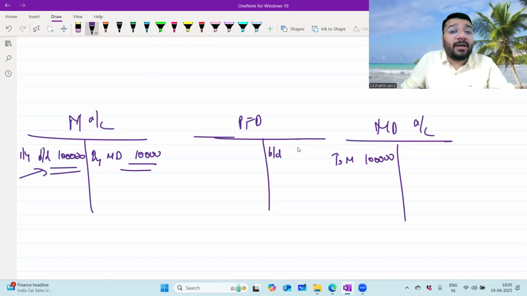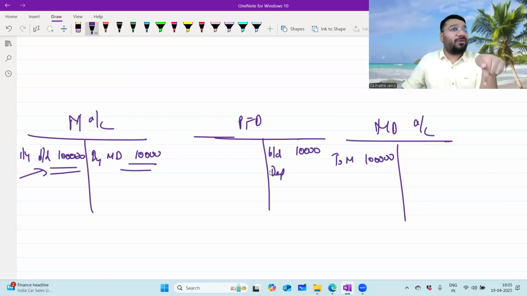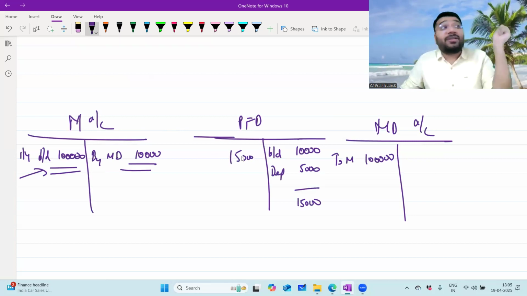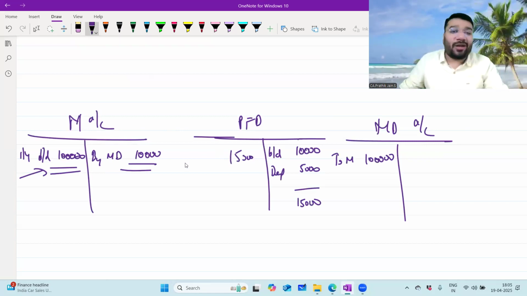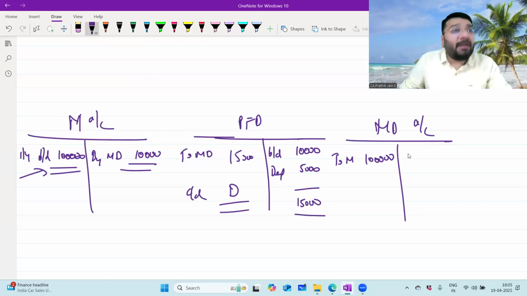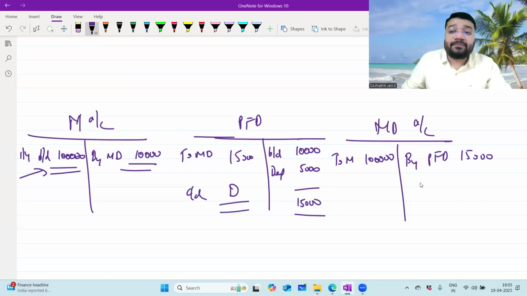Balance brought forward of PFD is how much? 10,000. Current year depreciation will come in the PFD account. How much? 5,000. What is the total depreciation? 15,000. So this 15,000 I have to transfer, not to the machinery account but to the machinery disposal account. So to machinery disposal 15,000. Closing balance how much? 0. And in the machinery disposal account, by PFD, how much? 15,000.